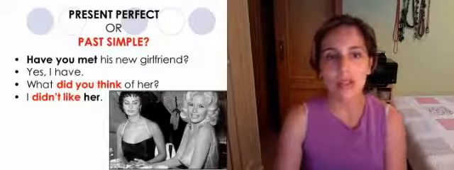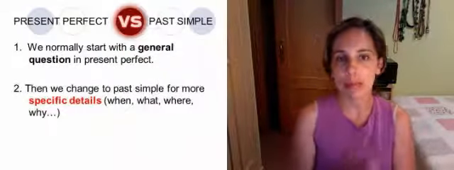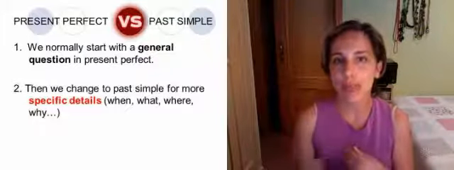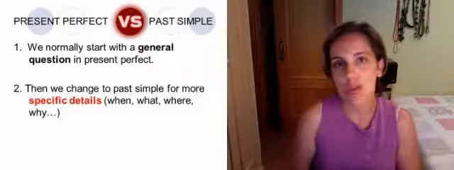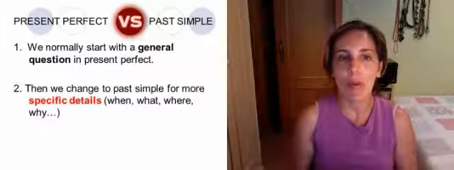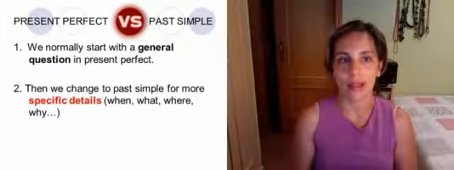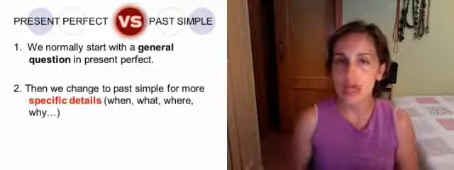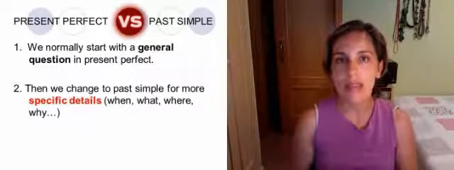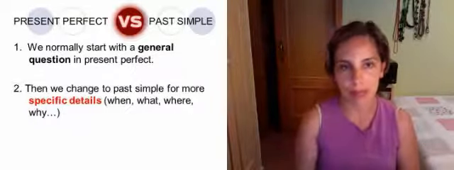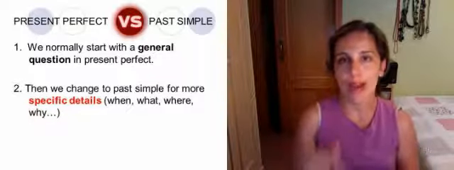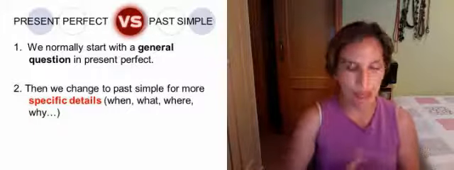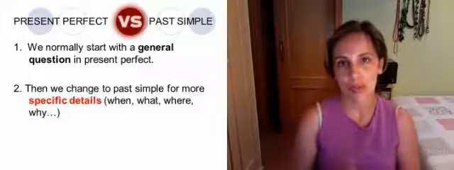Okay. So as a summary, remember that the present perfect is for something that we normally say to talk about a general question in the past, but we don't say exactly when. All right. Now, if you want to continue asking and answering more details in the past, then you need to use the past simple. If you want to ask about the what, the where, the why, the when, the who, then you move on and you change to the past simple.